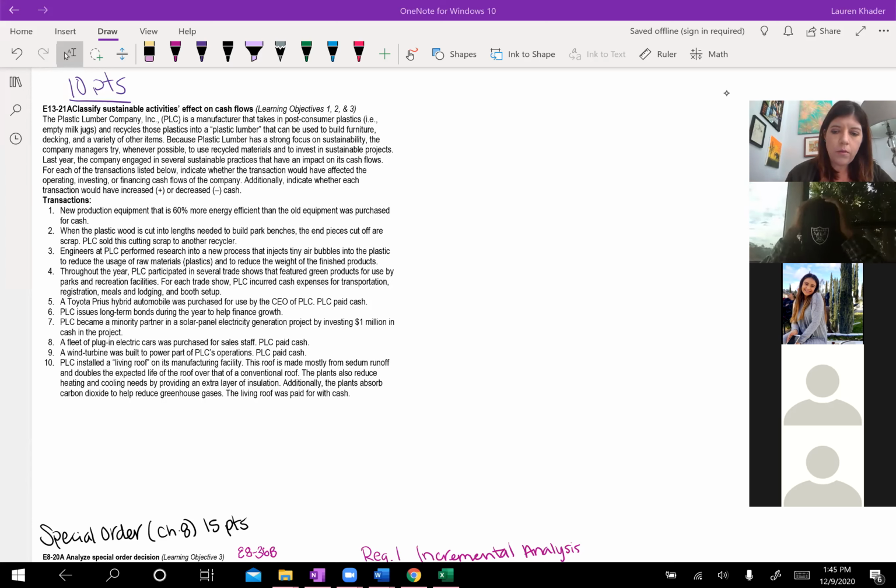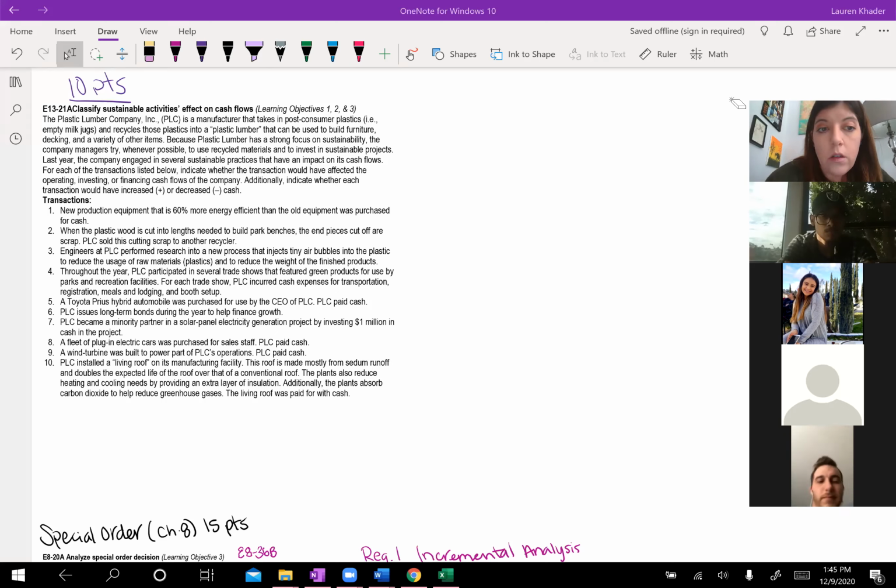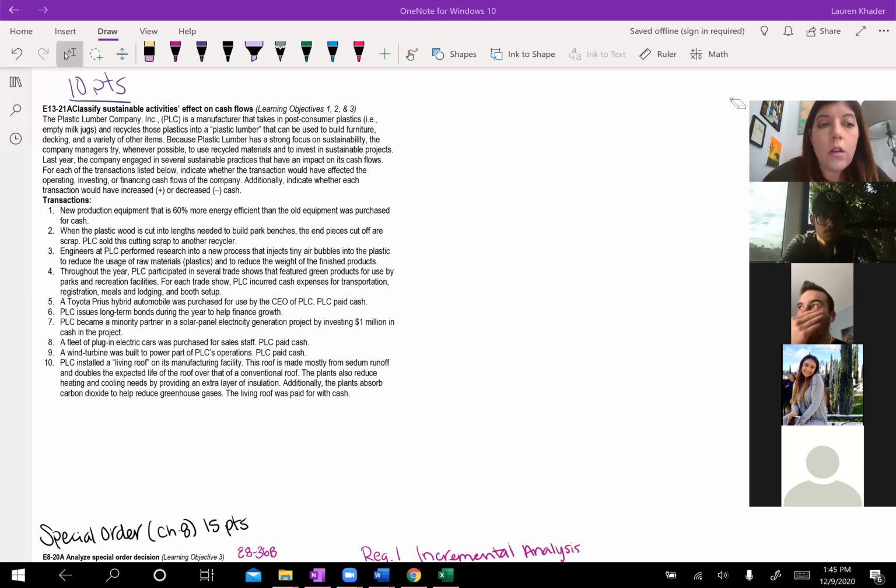So the last problem from chapter 13 is just classifying the activities that affect cash flows and determining whether it's an outflow of cash or an inflow of cash. So we're going to go through each of these transactions and identify if it's an operating activity, investing activity, or financing activity, and then if it's an inflow of cash or an outflow.